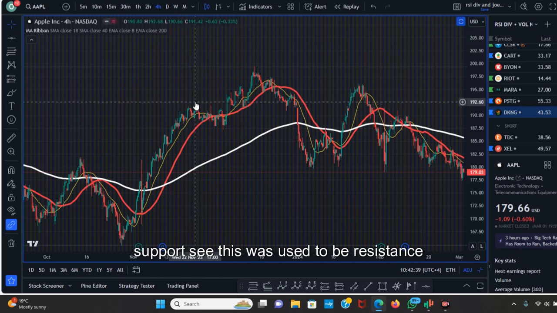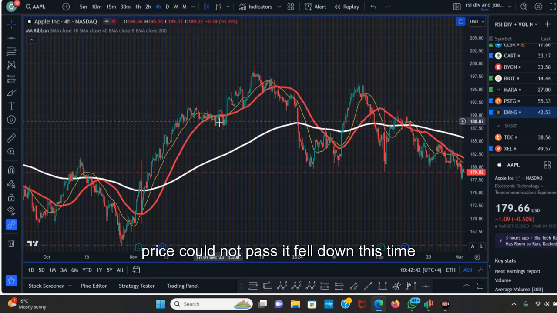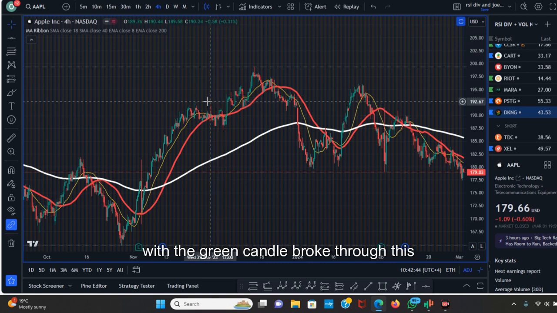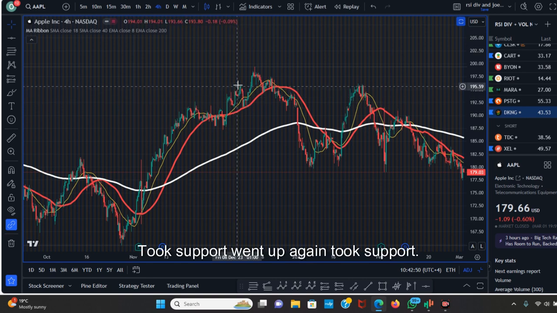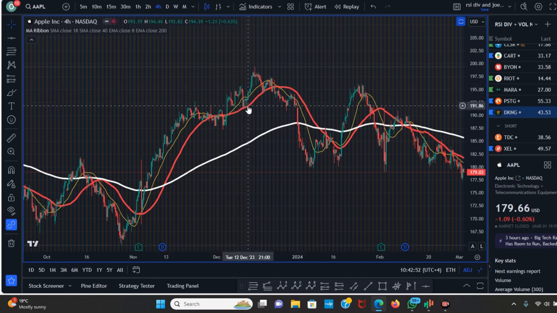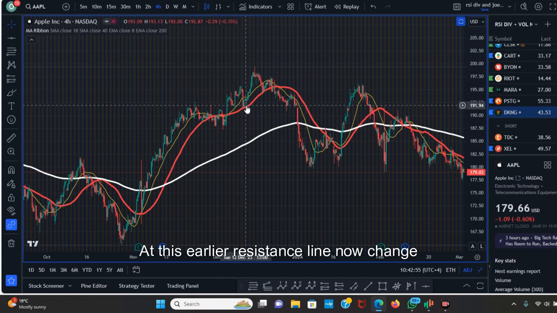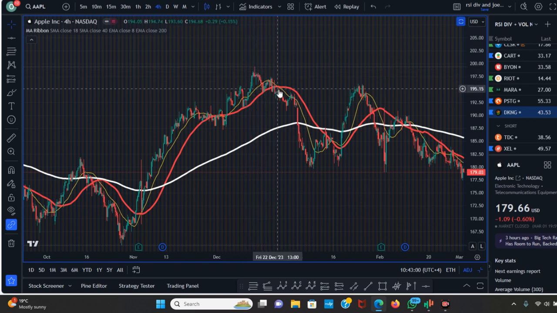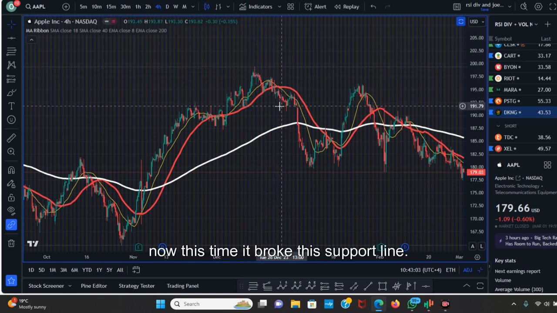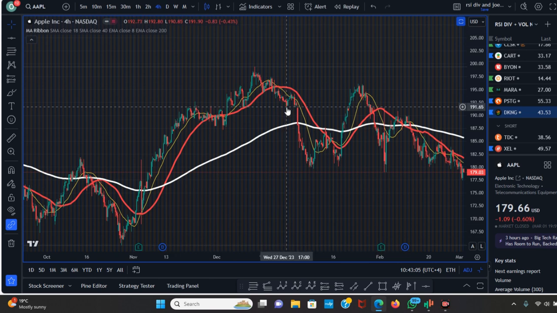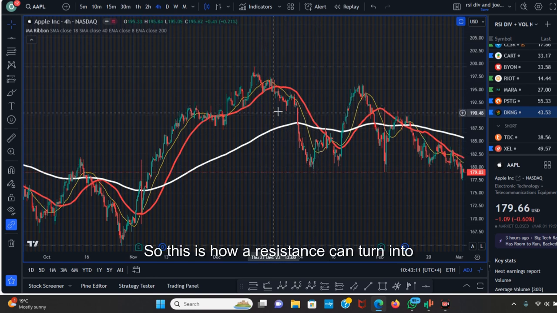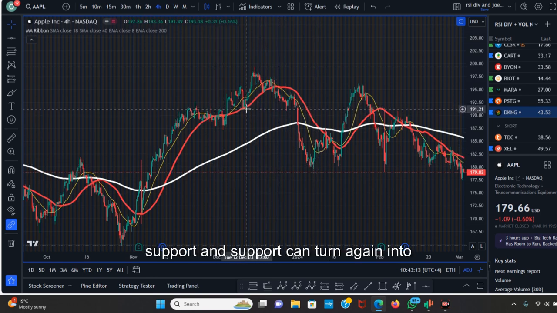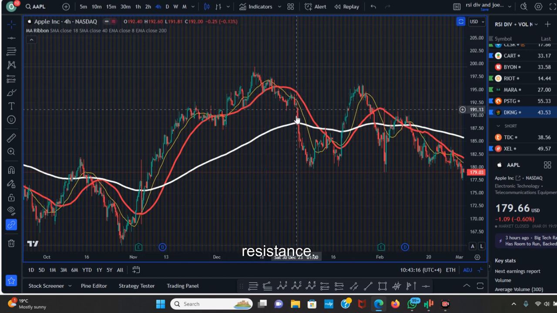See, this used to be resistance, price could not pass it, fell down, this time with a green candle broke through this resistance here, took support, went up again, took support at this earlier resistance line, now changed to a support line, and now this time it broke this support line. So this is how resistance can turn into support and support can turn again into resistance.